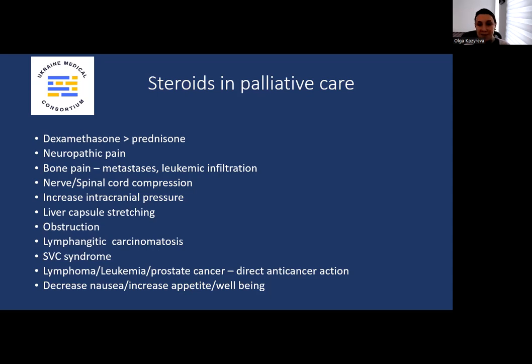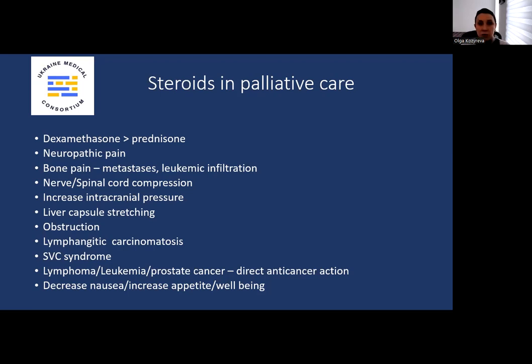Steroids, as an additional bonus, decrease nausea. We use them as part of the anti-nausea regimen when we give chemotherapy. They increase appetite and well-being. Steroids have been studied in the hospice setting, and they can increase weight, but we need to watch for diabetes and adrenal insufficiency. They can be thrombogenic, but it's hard to tell whether patients develop clots because of steroids or because they have advanced cancer.